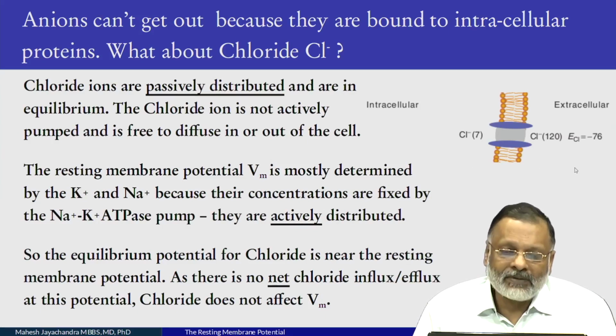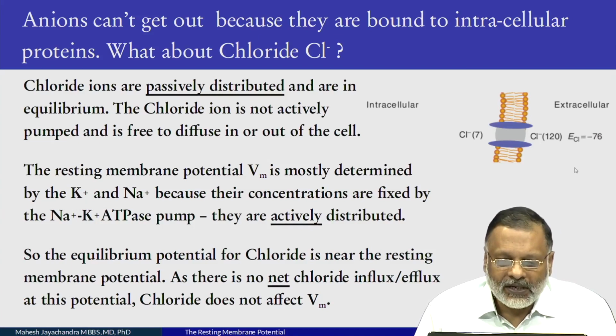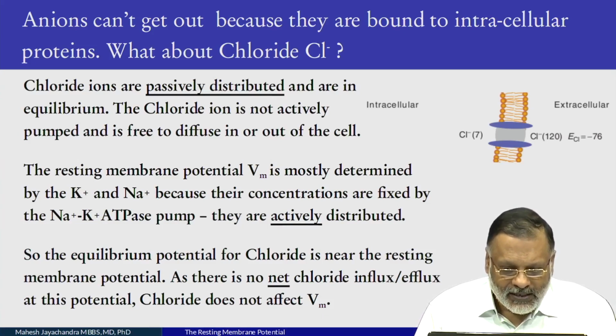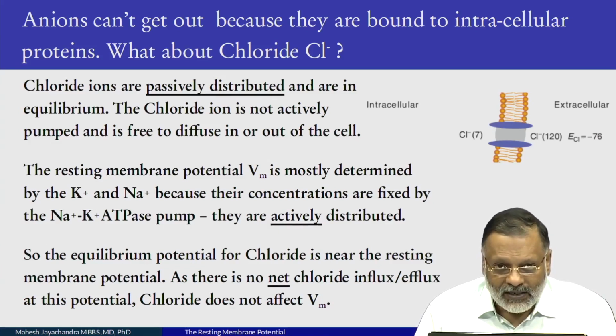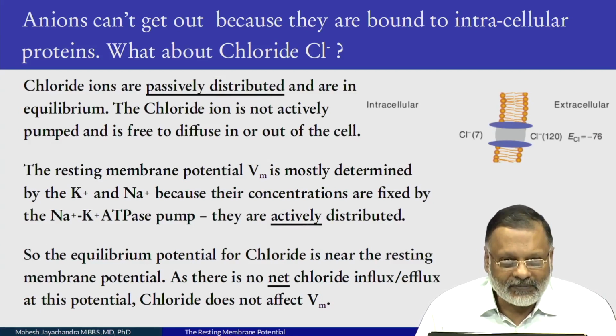So the resting membrane potential, and this is a very important point, is mostly determined by the sodium and potassium ion concentrations, and these are fixed by the sodium potassium ATPase pump. So they are considered actively distributed. The equilibrium potential for chloride is near the resting membrane potential. As there is no net efflux or influx of chloride, chloride does not affect the resting membrane potential.